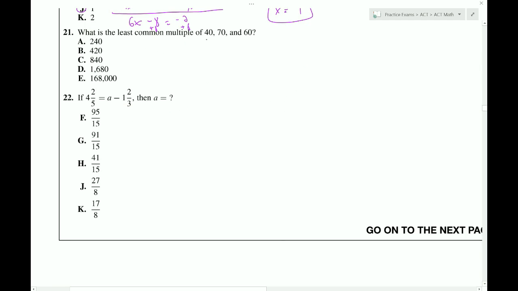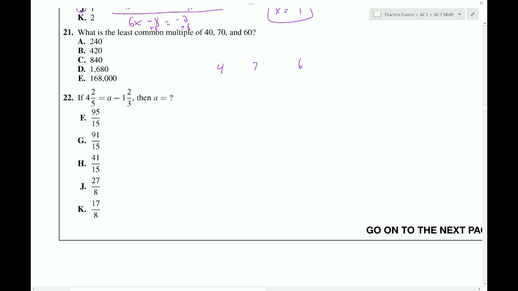What is the least common multiple of these numbers? 40, 70, and 60. Okay, let's think about how we want to do this. Firstly, we know that they've each got a 10 at the end. So what we could do is find the least common multiple of these numbers, then stick a 0 at the end of it.